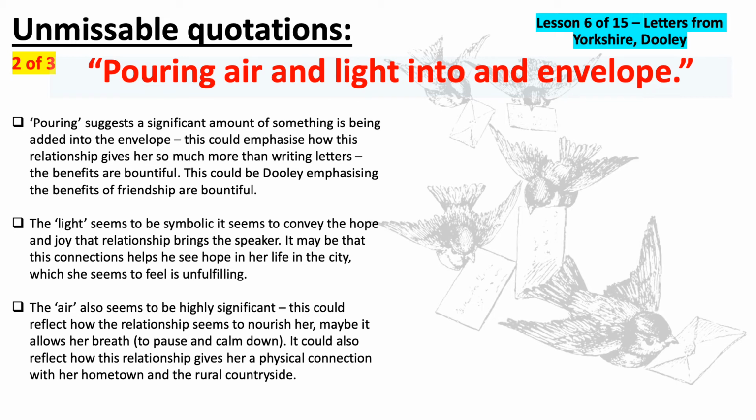But more significant even than light, I think air also seems to have some symbolic significance here. It could show how the relationship nourishes her. Maybe it allows her to breathe. Maybe this air is like fresh air, that it takes her away from the polluted or busy air of the city. Maybe the relationship allows her to pause, and writing these letters is a moment of solitude away from the busyness of her life.